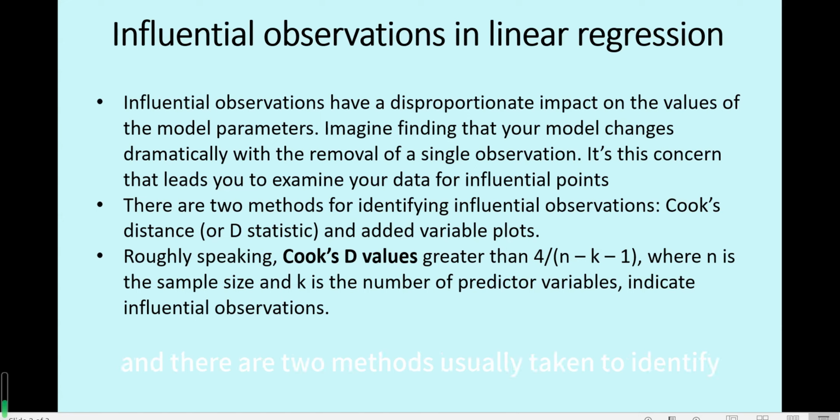And there are two methods usually used to identify influential observations. One is called Cook's distance and another is called added variable plots. Cook's D values are compared against a threshold of 4 over n minus k minus 1. If the value is larger than this criterion, then we can say this is an influential point.